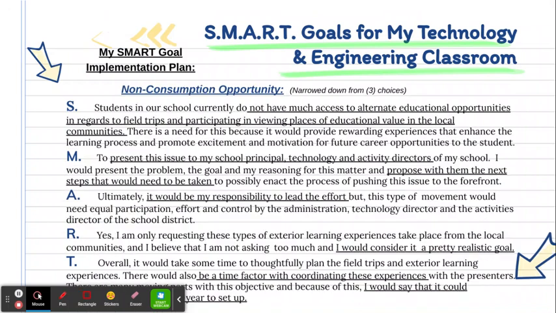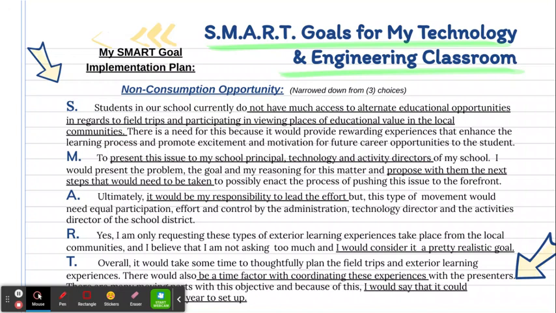Next, for a non-consumption opportunity, basically when I narrowed it down from my 3 choices as well, I think that the biggest problem in our school or in our tech ed classrooms that we have is there's not a lot of opportunities for educational field trips. Okay, so that was for the S part in SMART.